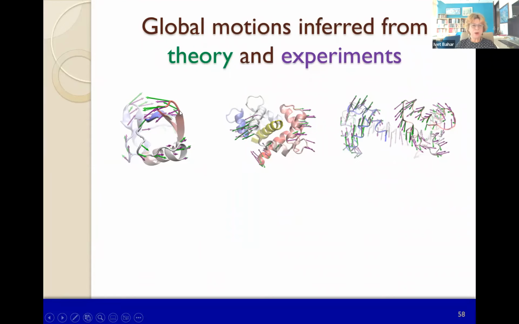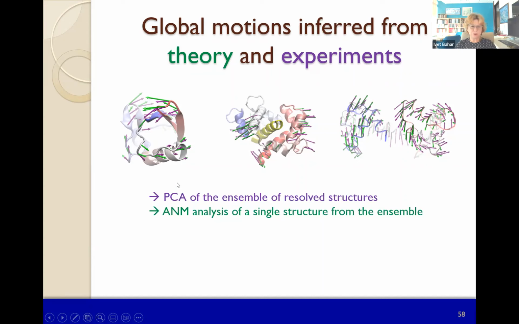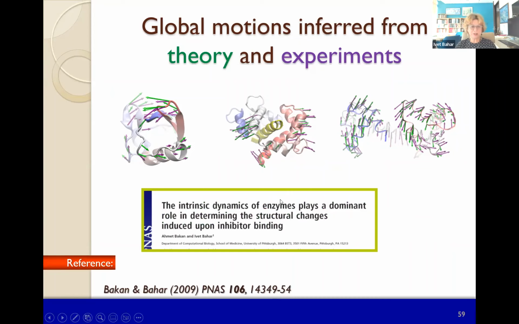So this is an enzyme, or a portion of an enzyme, where we have compared multiple structures and got the principal motions from experiments shown in purple, and those based on ANM of a single structure shown in green, in many examples. And you can see how those arrows obtained from the PCA of ensembles of resolved structures and ANM of a single structure from the ensemble show pretty good agreement. That led to an article in 2009 emphasizing how the structural changes observed to be induced upon inhibitor binding are nothing else than the motions intrinsically favored by the molecule, even before substrate binding, drug binding.